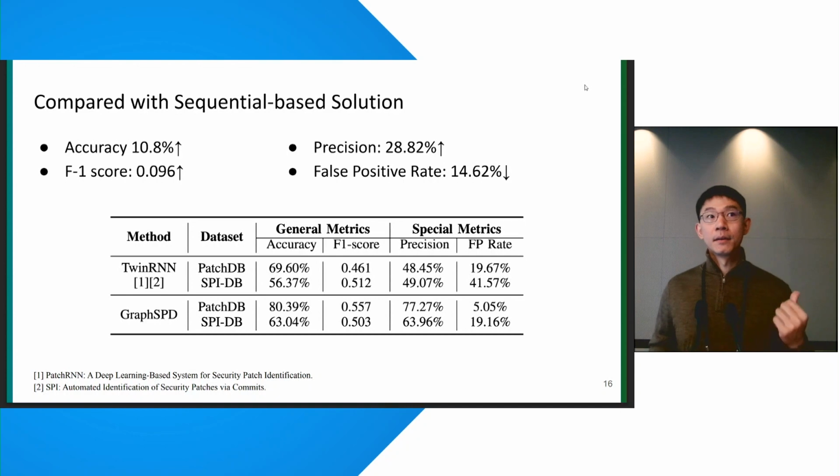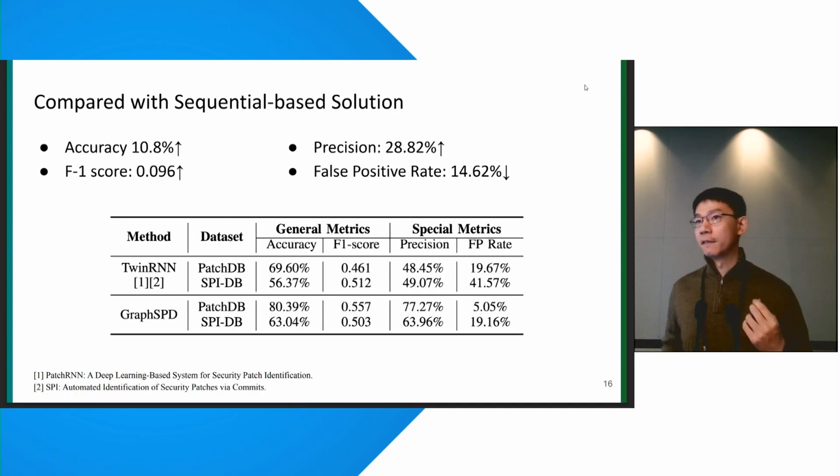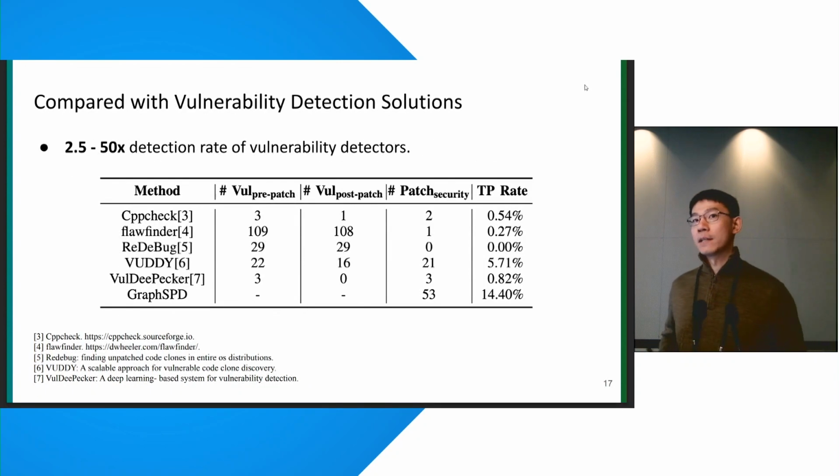For the sequential-based security patch detection, like PatchRNN or SPI models, they use a twin RNN structure to identify the security patches. In our comparison experiment, we find GraphSPD can achieve an accuracy of 80% and an F1 score of 0.56. Compared with the twin RNN scheme, the accuracy increases by 10 percentage points, and the F1 score increases by 0.1. We also find GraphSPD is more efficient since it can increase precision by 28% and decrease the false positive rate by 14%.